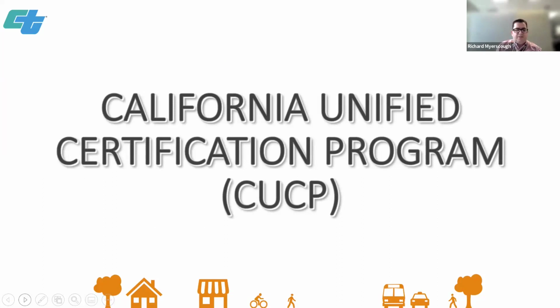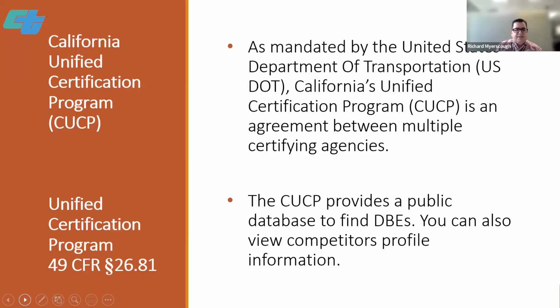Okay, so let's move on to the California Unified Certification Program, referred to as the CUCP. As mandated by the US DOT, California's Unified Certification Program, the CUCP, is an agreement between multiple agencies who authorize DBE certifications in California. The CUCP provides a public database so you can find DBE certified companies. You can also view competitors' profile information. So you as a person can go on there and check out what other companies are doing, and it might help you with your own profile, but also to see what your competitors are up to.